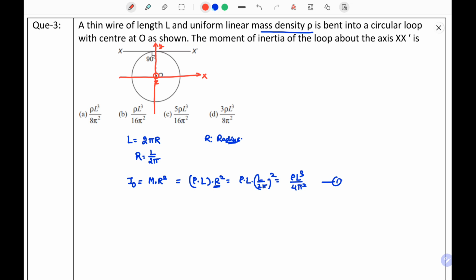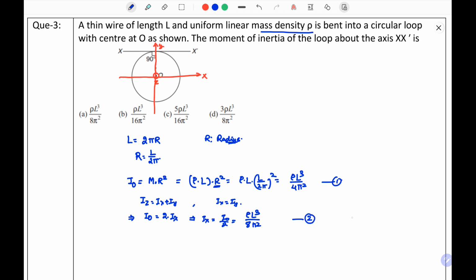From the perpendicular axis theorem, we can write that Iz is equal to Ix plus Iy, and Ix will be equal to Iy because of the symmetrical distribution of the mass around the center. Therefore, we can write that Iz, which is Io, is equal to 2 into Ix, or Ix is equal to Io by 2, and it is equal to rho L cube by 8 pi square from the equation number 1. So this equation becomes second.